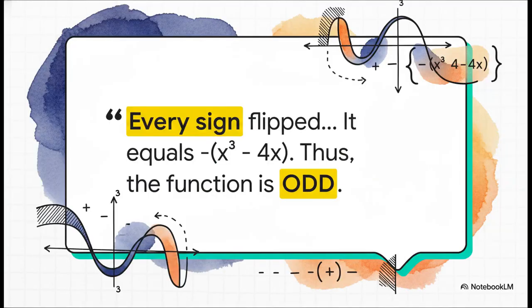Okay, now look closely at that result. Negative x cubed plus 4x, and compare it back to the original x cubed minus 4x. Do you see it? Every single sign is flipped. It's the perfect opposite. In fact, if we factor out a negative 1, we see it's just negative x cubed minus 4x, which is exactly negative g of x, and that is the textbook definition of an odd function.